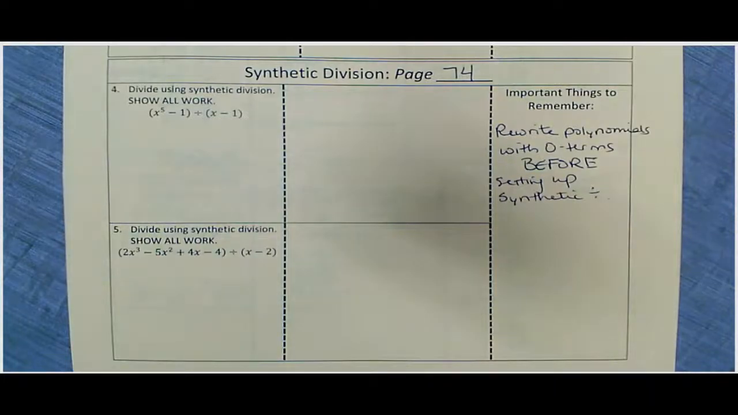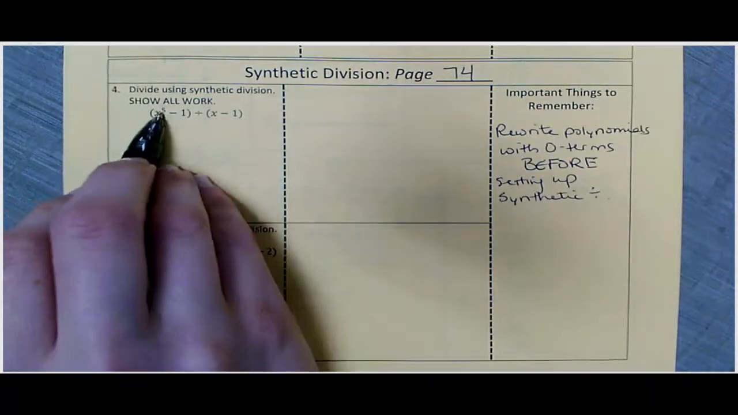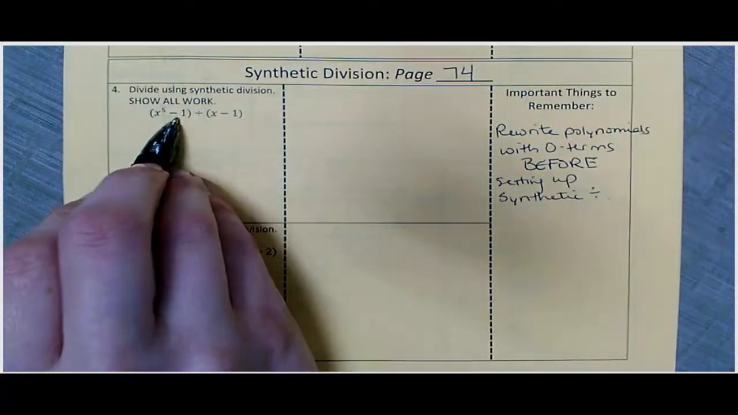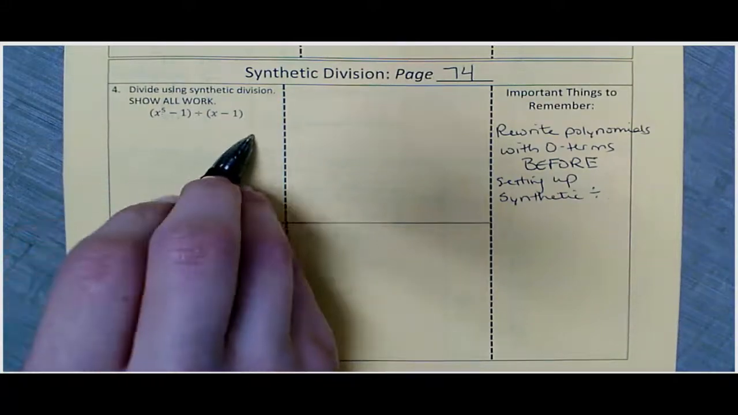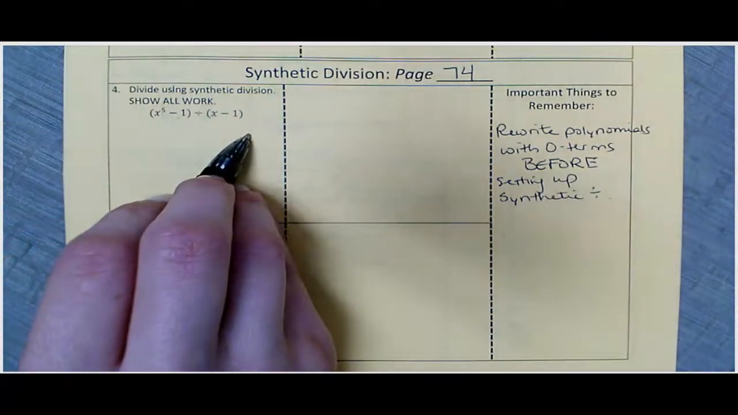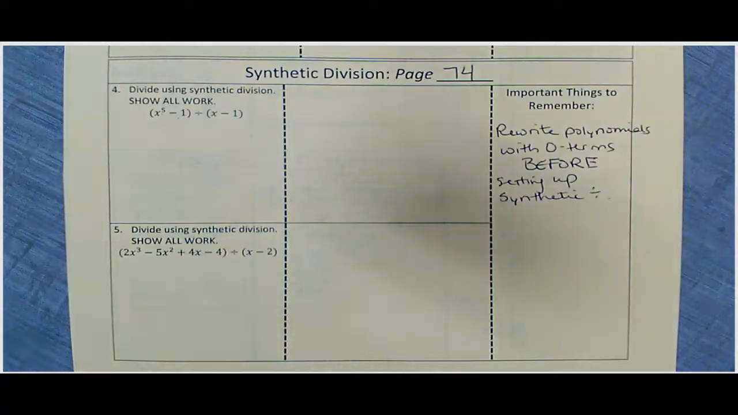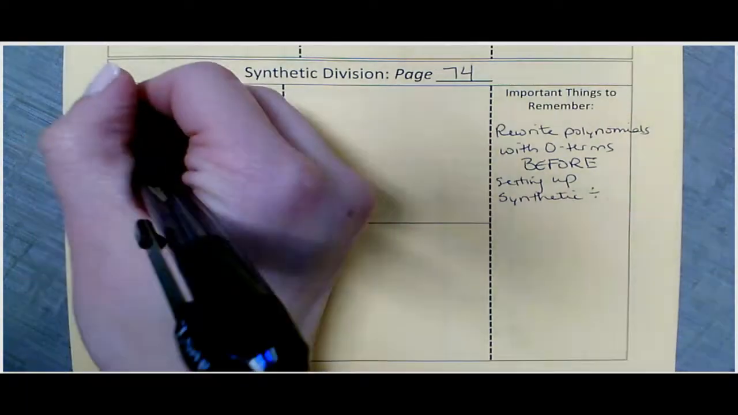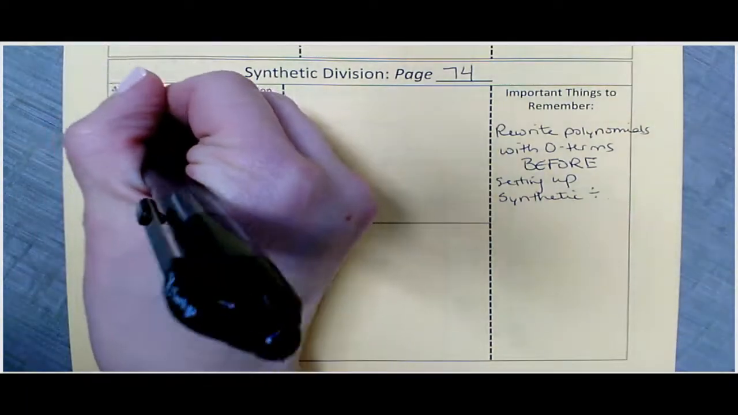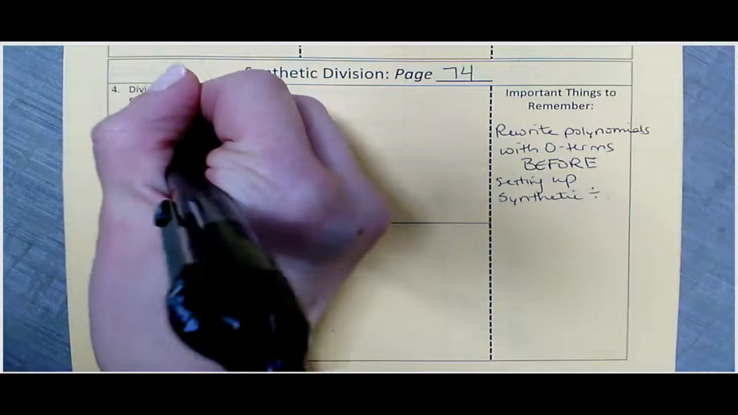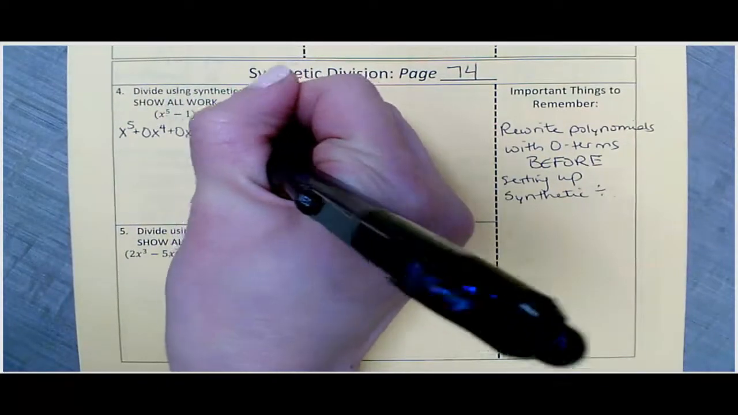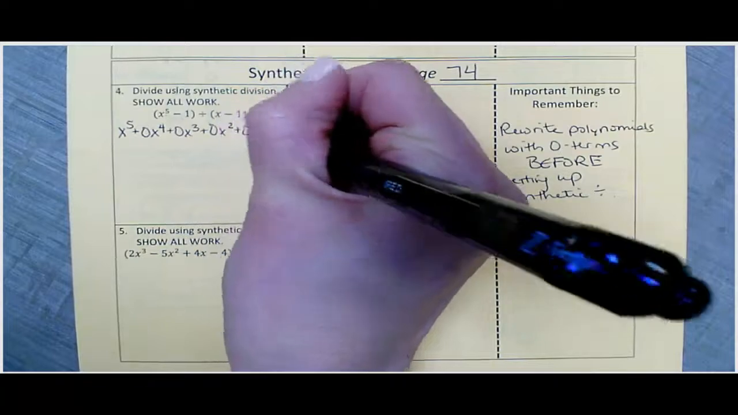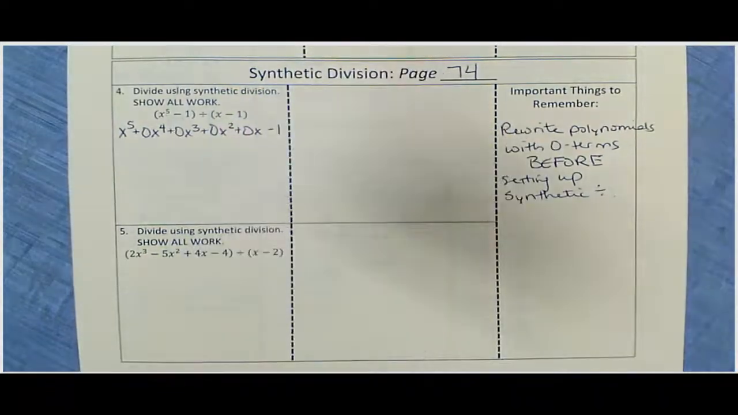So I notice in number 4 that it goes straight from a power of 5 to a constant. That means I'm missing a lot of pieces in the middle. There's a lot of 0 terms. So I'm going to go ahead and rewrite them because in my synthetic division, I need the coefficients of all of those terms, and there's going to be a lot of zeros. So x to the power of 5 plus no x to the power of 4s and no x to the power of 3s and no x squareds and no x's, but then a minus 1.